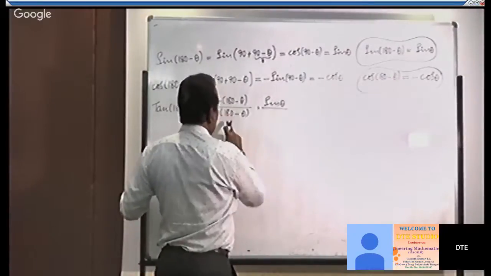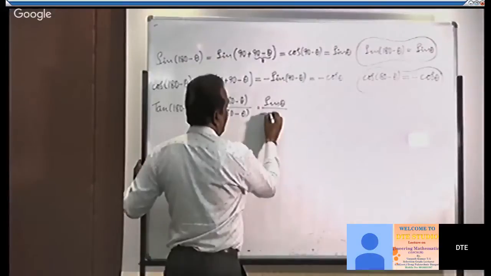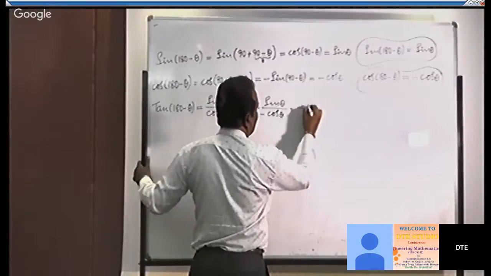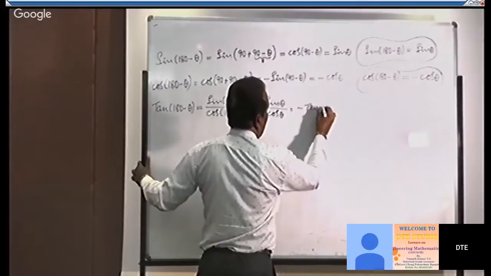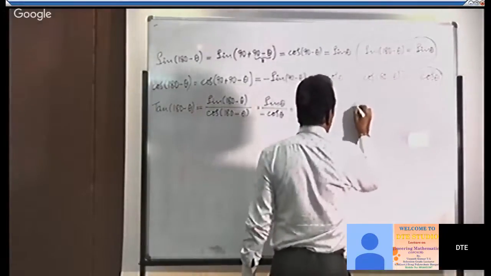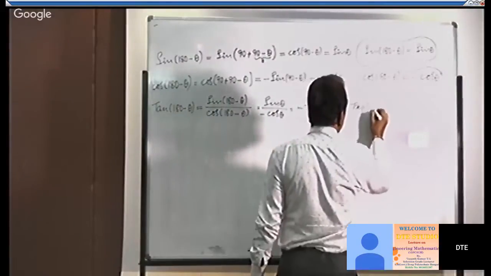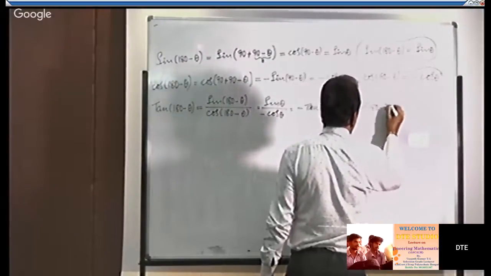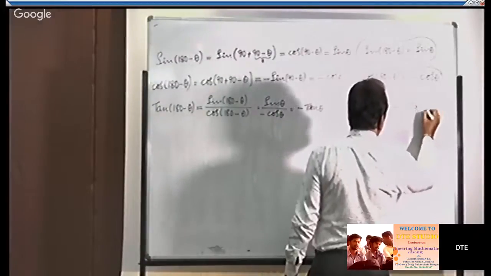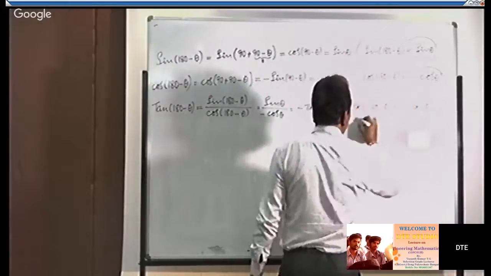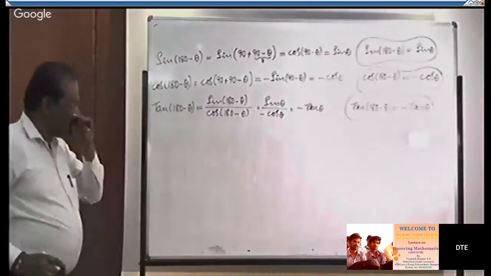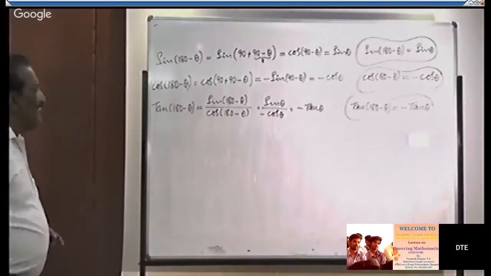Similarly, for cos of 180 minus theta, it is minus cos theta; minus sine by cos, it is tan theta. Therefore, one can write whenever tan of a function is connected to 180 minus theta, the result obtained on the right hand side is in the form of minus tan theta. Tan of 180 minus theta is equal to minus tan theta.